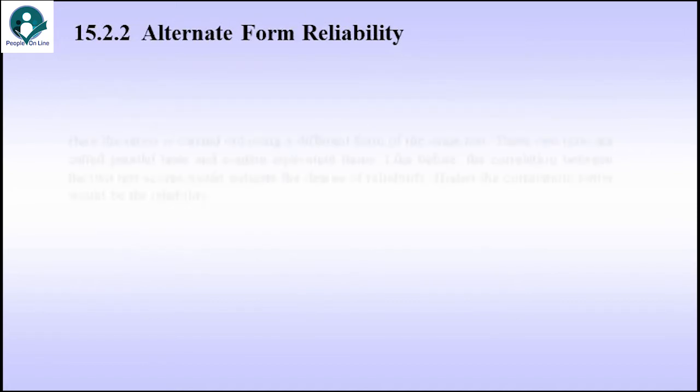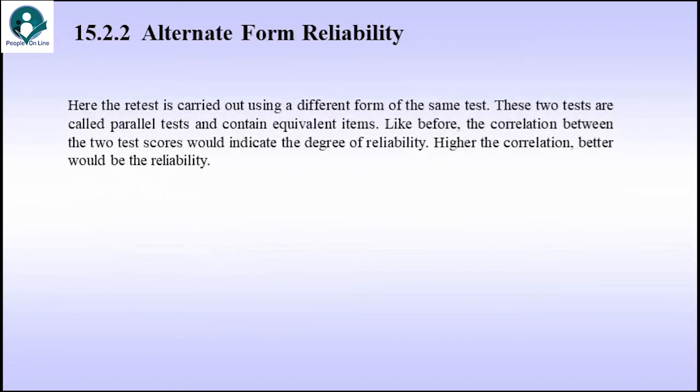Alternate form reliability. Here, the retest is carried out using a different form of the same test. These two tests are called parallel tests and contain equivalent items. Like before, the correlation between the two test scores would indicate the degree of reliability. Higher the correlation, better would be the reliability.